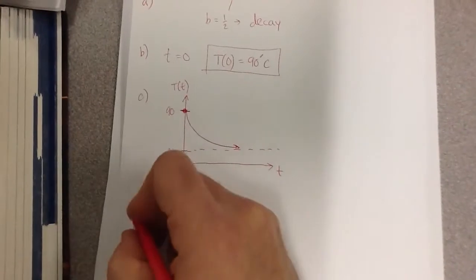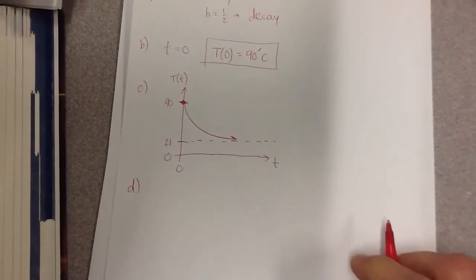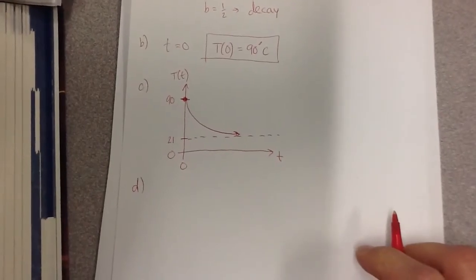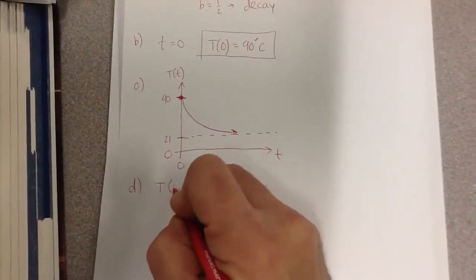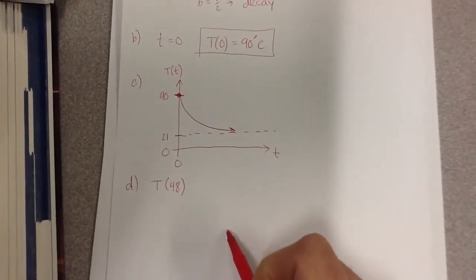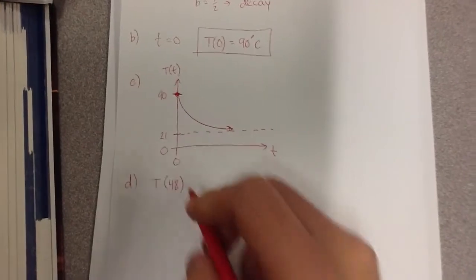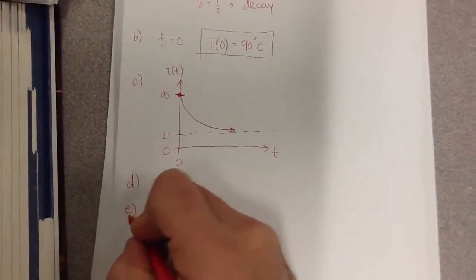So let's look at question D. It says determine the temperature of the coffee to the nearest degree after 48 minutes. I'm not going to do that one for you. You can do this one on your own time, but basically all you're doing is plugging in 48 for little t, so you can do that on your own. Let's take a look at E though.